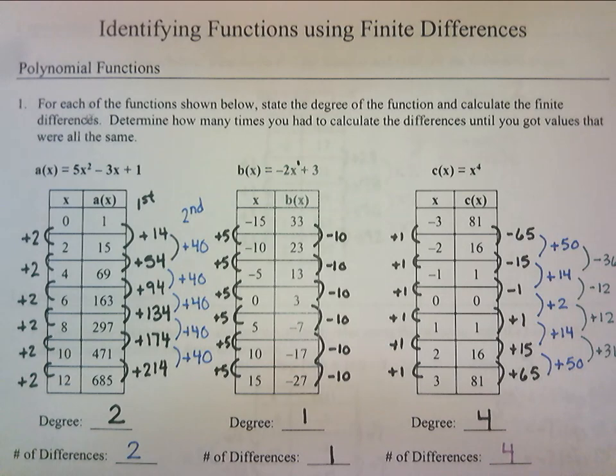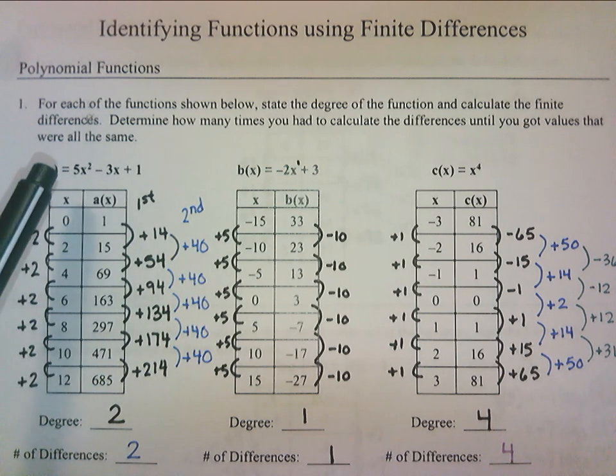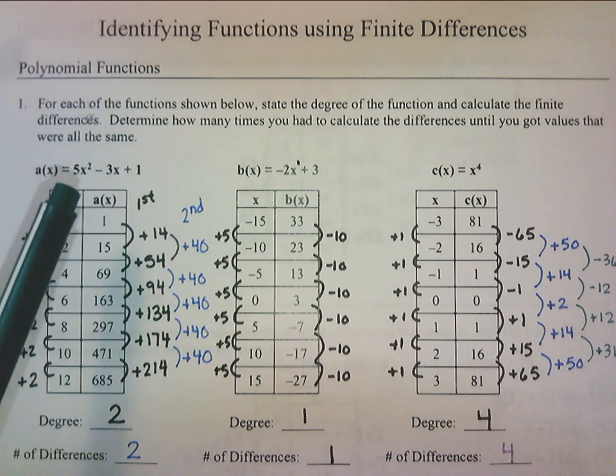Degree, we learned way back at the start of the course, is the highest exponent in our function. So if I'm looking at a of x, which is 5x squared minus 3x plus 1, the degree of that function is 2 because the highest exponent in that equation is a 2.